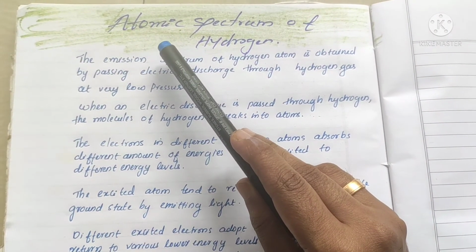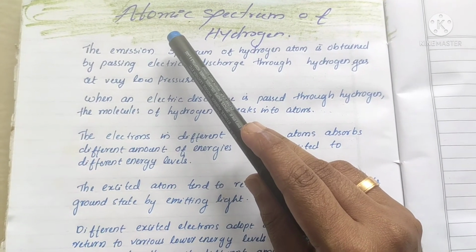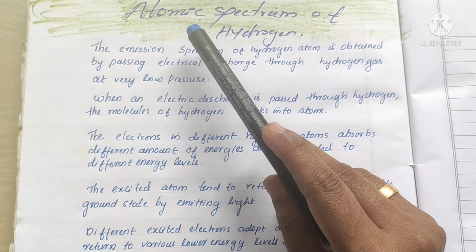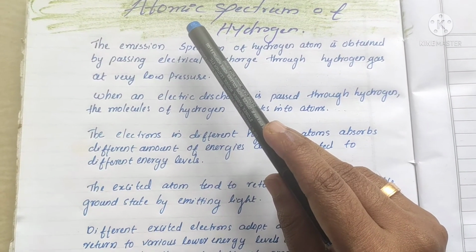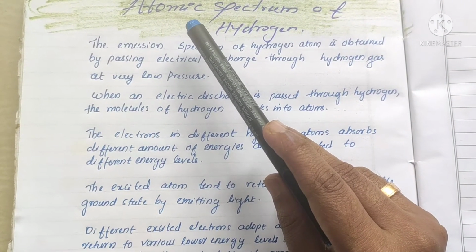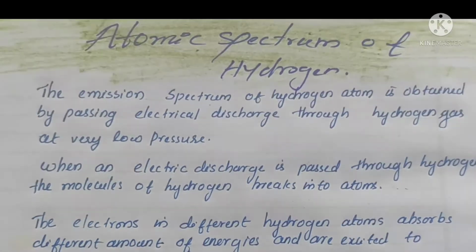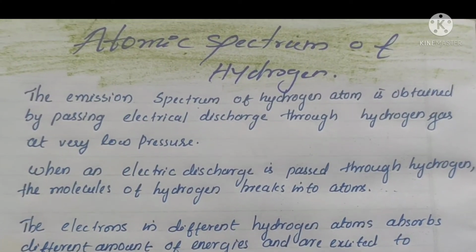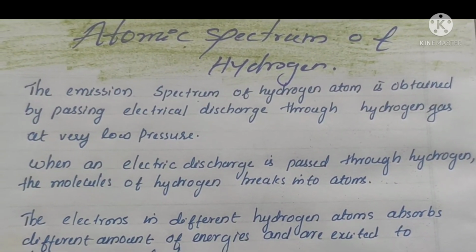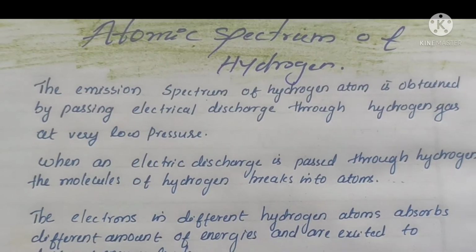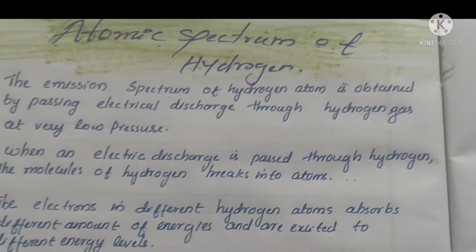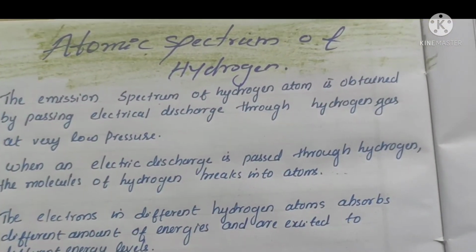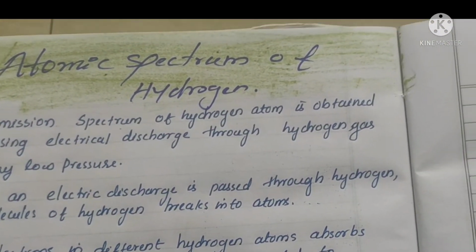Next, we are going to discuss the atomic spectrum of hydrogen. The hydrogen spectrum is an important piece of evidence to show the quantized electronic structure of an atom. Hydrogen atom has only one electron. The atomic spectrum of hydrogen is the simplest pattern of spectral lines. Hydrogen spectrum has played an important role in the development of atomic structure.